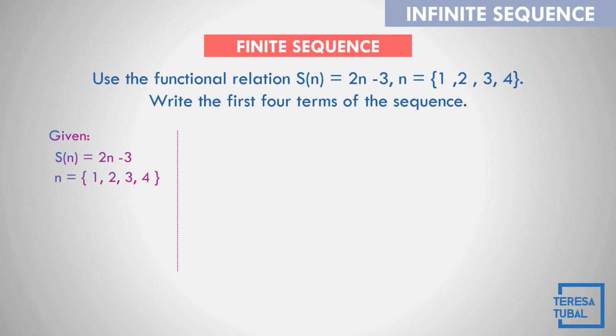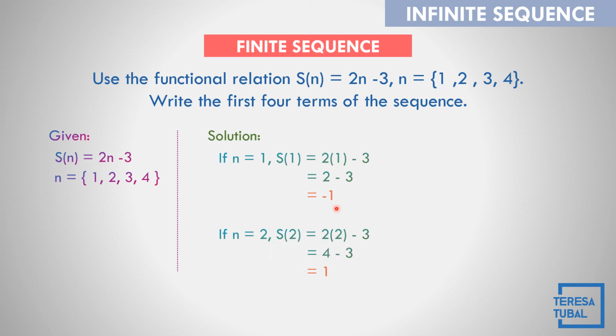So let us solve. We need to replace the value of n by positive 1. So if n is equal to 1, S of 1 is equal to, replace again n by 1, so 2 times 1 minus 3. If we multiply 2 times 1 is 2, bring down 3, and then we have different signs, so this becomes 2 minus 3, that is equal to negative 1.